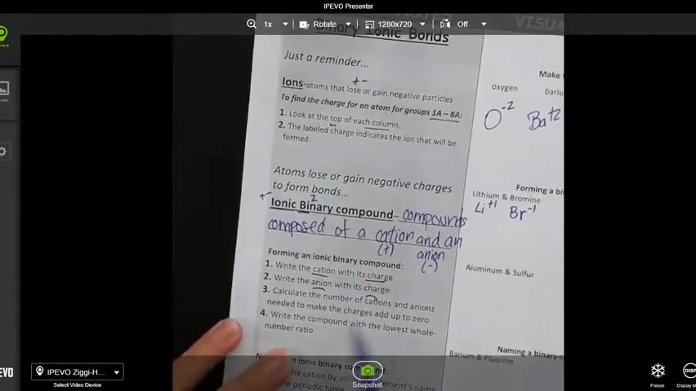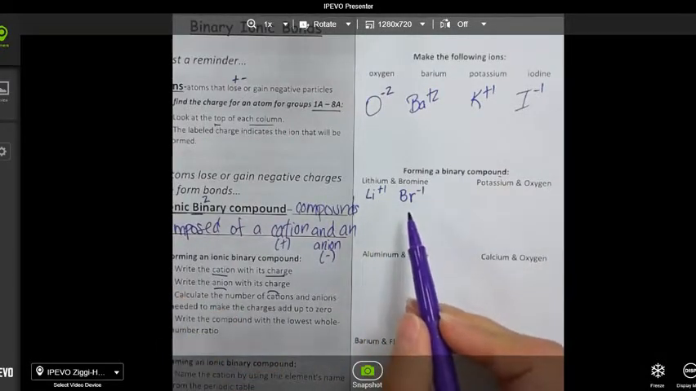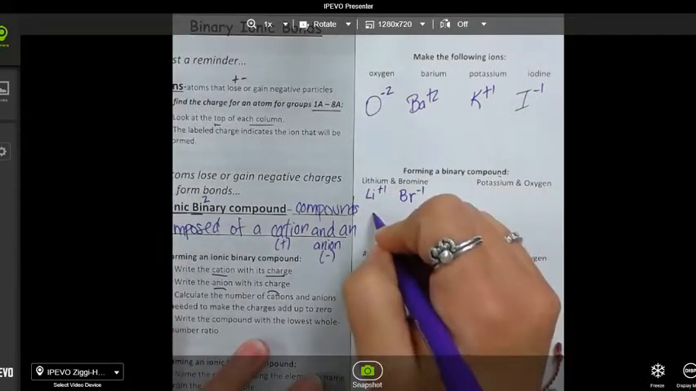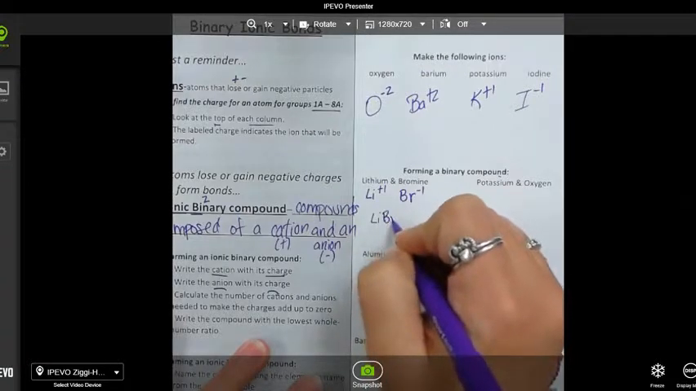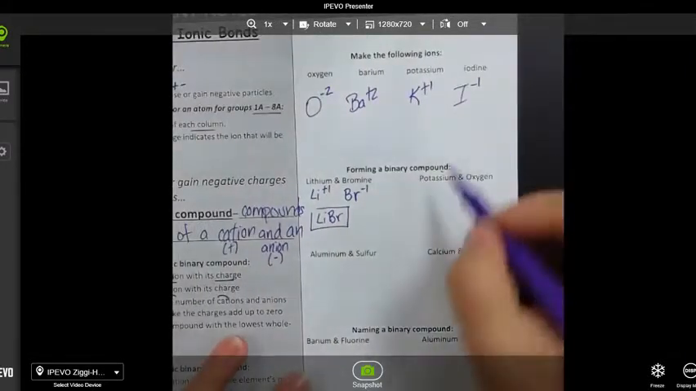Now it says calculate the number of cations and anions needed to make the charges add up to 0. Well, if we have +1 and -1, what happens to these two charges? They already cancel. So +1 and -1 cancel, which means I only need one lithium to one bromine to make my compound. That's it.